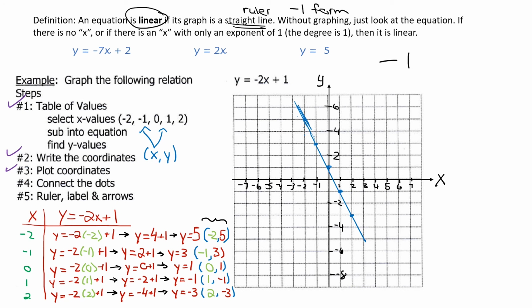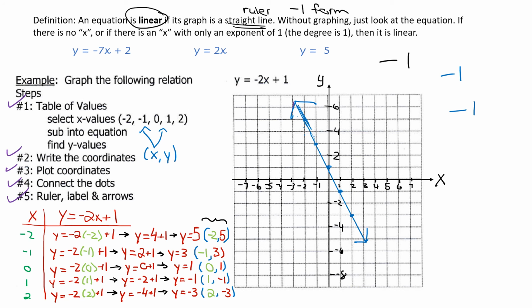So look at step 4 here. We connected the dots. I did that. Took me forever. Step 5 is ruler, label, and arrows. So I did the ruler, and now I'm going to do the arrows. The arrows, whoops, that should be blue. The arrows indicate I'm going on to infinity there in both directions. The line continues and continues and continues. I just drew a tiny little chunk of it, but it continues, so the arrows have to be there. You forget your arrows, minus 1. You're losing another mark. And if you don't use a ruler, of course, there's a minus 1.